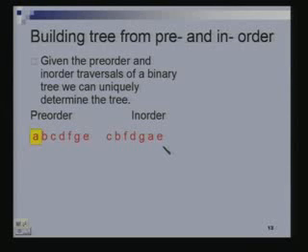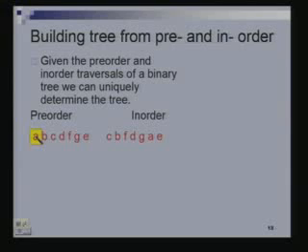B is the left child. Find A in the in-order. Is this true that B is the left child? No, not necessarily. The root might not have a left child at all. That can happen. So we cannot say anything. All we can say is A is the root. We have to find A in the in-order traversal.